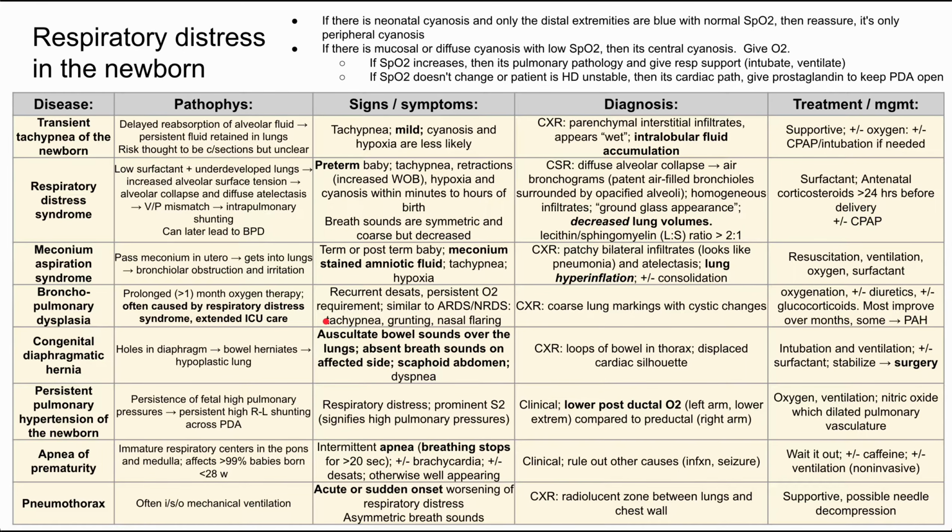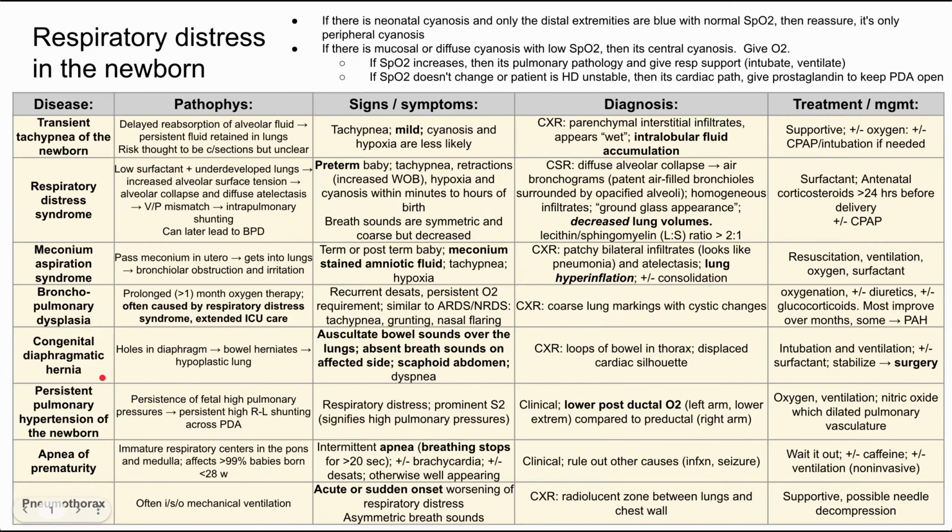They have tachypnea, grunting, nasal flaring. On X-ray, you'll see coarse lung markings with cystic changes. So it's a progression from the RDS that it might have started with. It's gotten worse. You have cystic changes now. Treatment is mostly supportive. In this case, you might add diuretics if they have too much fluid accumulating. You can also add glucocorticoids to try to stop that inflammatory process going on in the lungs. Some babies improve. Some babies end up having pulmonary arterial hypertension for the rest of their lives, unfortunately.